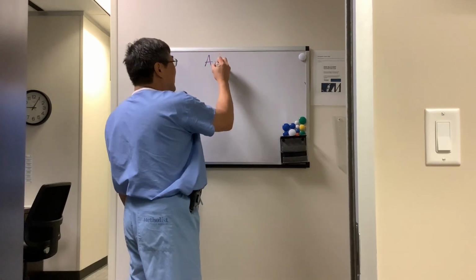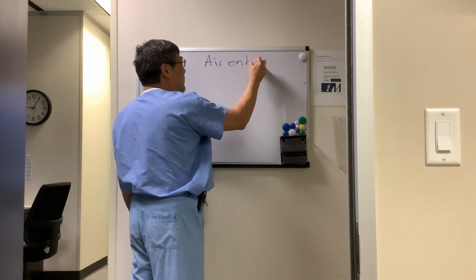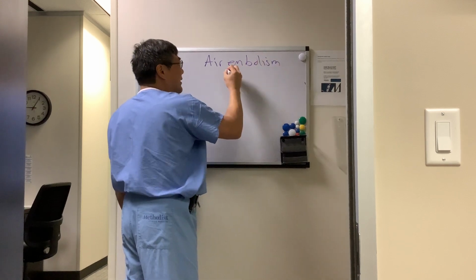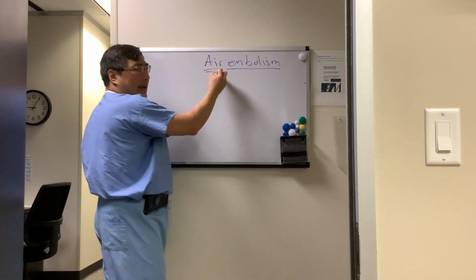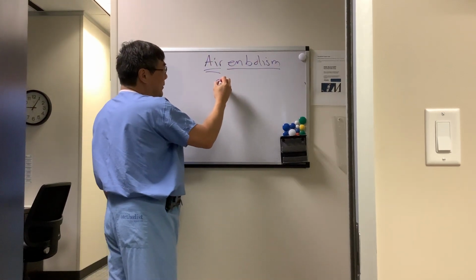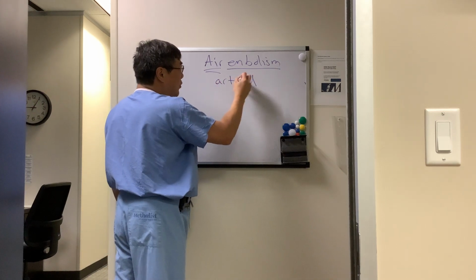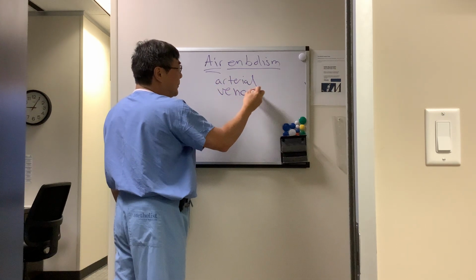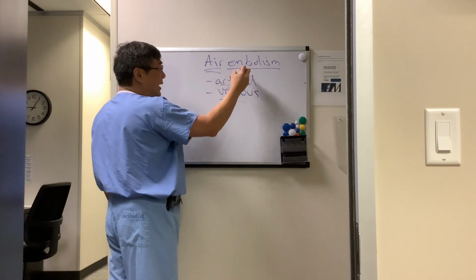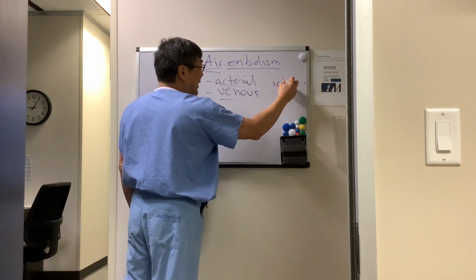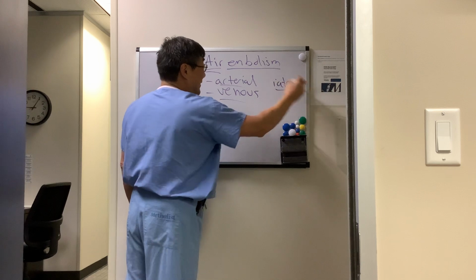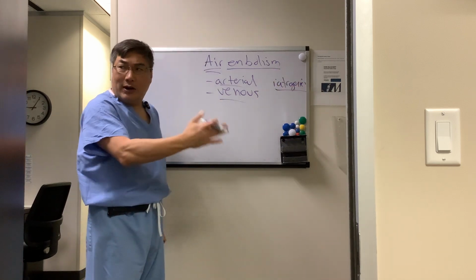So we're going to talk about air embolism in neuro-ophthalmology. And as you can imagine, it is an embolus made of air. And it can be on the arterial side or it can be on the venous side. And most air emboli are iatrogenic, which means it was caused by your doctor or a nurse or whoever.